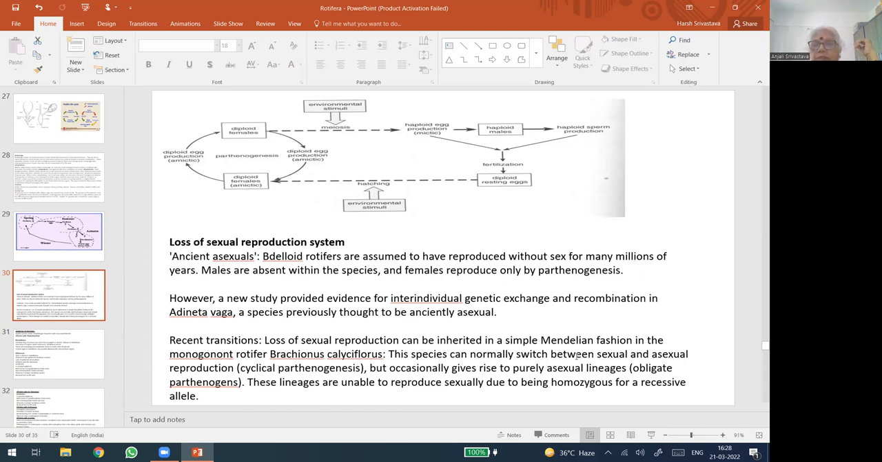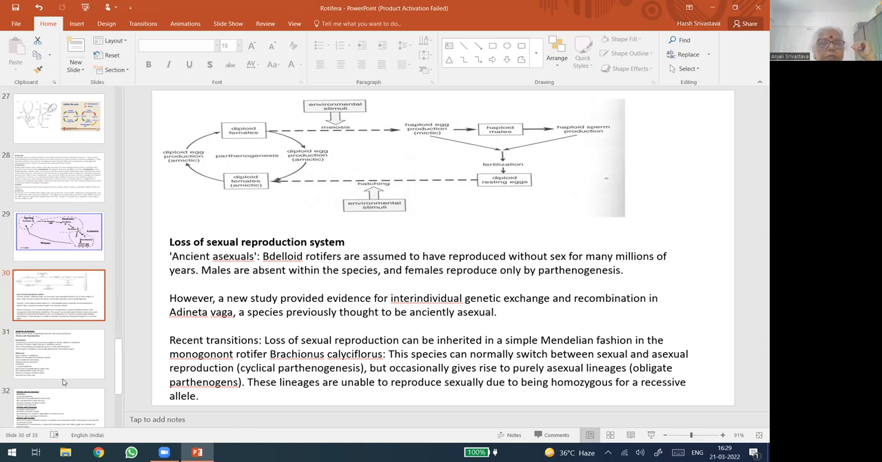Sexual reproduction can be inherited in a simple Mendelian fashion in the monogonont rotifer Brachionus calyciflorus. Species can normally switch between sexual and asexual reproduction, that is cyclical parthenogenesis, but occasionally give rise to purely asexual lineages, obligate parthenogenesis. These lineages are unable to reproduce sexually due to being homozygous for a recessive allele. This is a very particular behavior, transitional stages between sexual and asexual reproduction shown very interestingly by a particular type of rotifers.